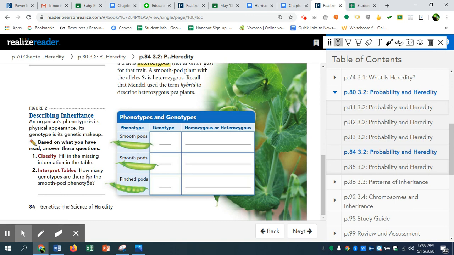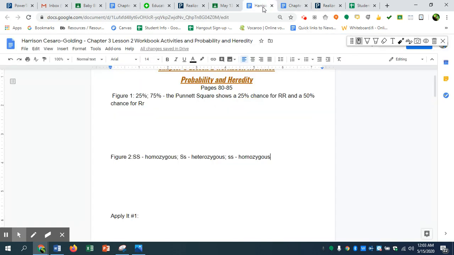It says, how many genotypes are there for the smooth pod phenotype? Okay. Wow, a lot of new terminology. So how many different combinations of genes do we have when you have a smooth pod? You can have a capital S, capital S for a smooth pod. You can have a capital S, lowercase s for the smooth pod. So how many different combinations are there for the smooth pod? There are 2.